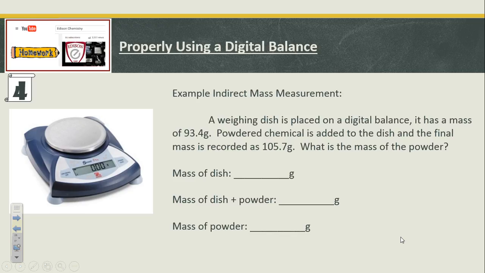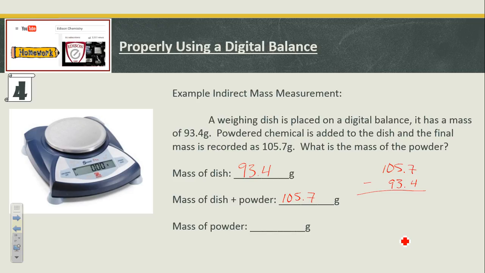Here's an example. A weighing dish, like our container, is placed on a digital balance. It has a mass of 93.4 grams. That's how much the dish weighs, so we'll write that down. The powdered chemical is added to the dish and the final mass is recorded as 105.7. So the dish plus the powder weighed 105.7 grams. How much does the powder weigh by itself? Well, you do a subtraction by difference. 105.7 minus 93.4.